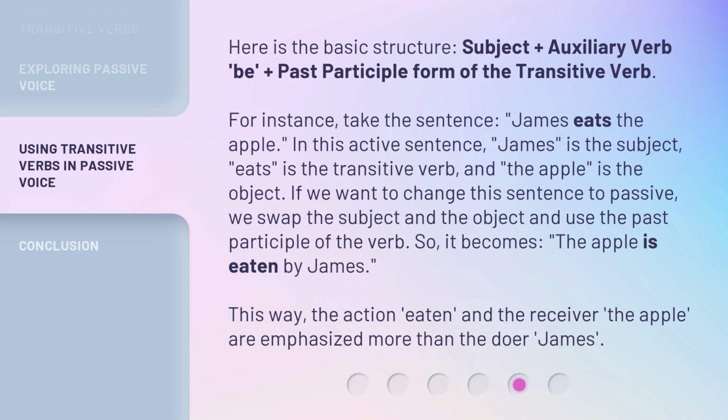For instance, take the sentence, "James eats the apple." In this active sentence, James is the subject, eats is the transitive verb, and the apple is the object. If we want to change this sentence to passive, we swap the subject and the object and use the past participle of the verb. So, it becomes, "The apple is eaten by James." This way, the action, eaten, and the receiver, the apple, are emphasized more than the doer, James.